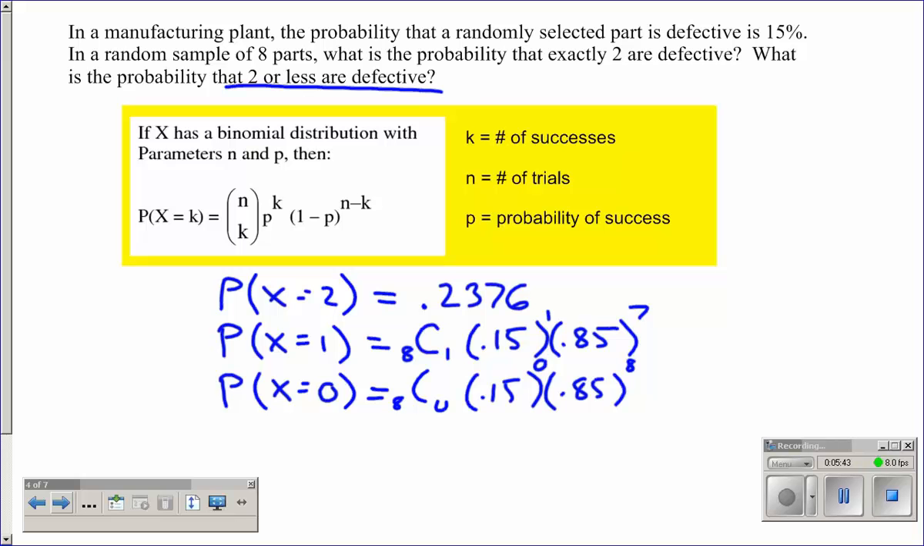Now, I'm going to leave the work to you to add these 3 outcomes together, but you should see that the answer comes out as 0.8948. So there's a little calculator practice for you to verify that solution.